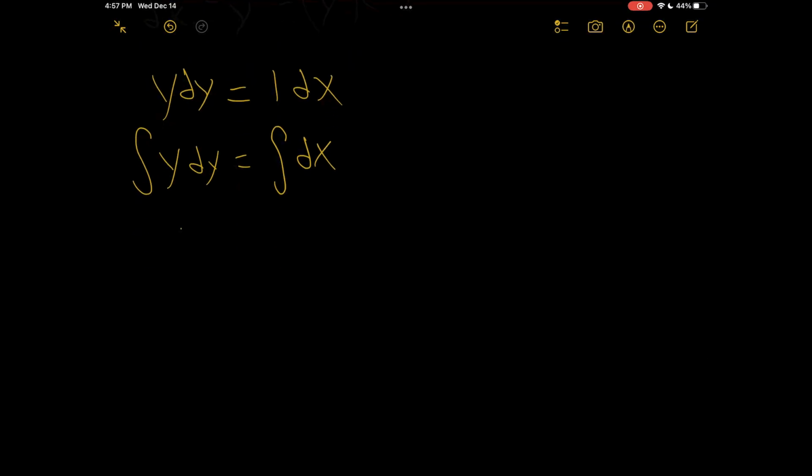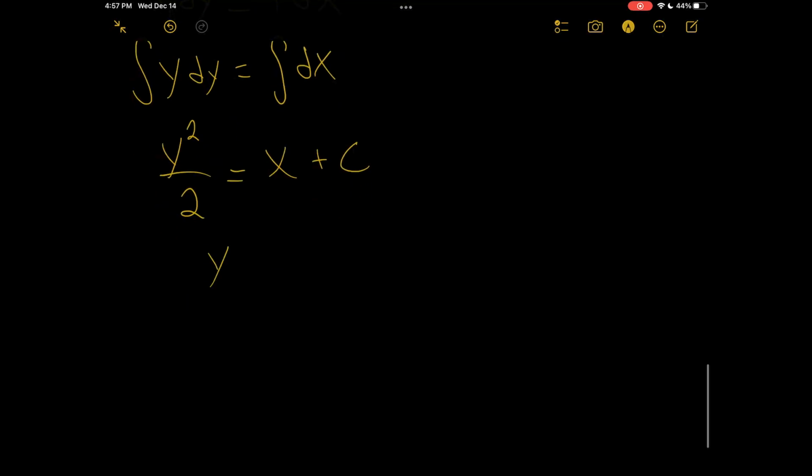So the integral of y dy is y squared over 2. And then the integral of a constant is just x. So now we have x plus c. And now we're going to multiply both halves of the equation by 2. So this is 2x. And then 2 times c is just another constant, 2c. So we'll just leave that as c.